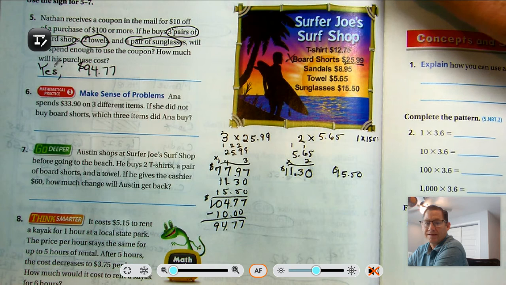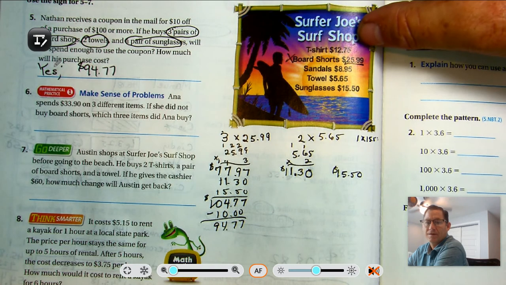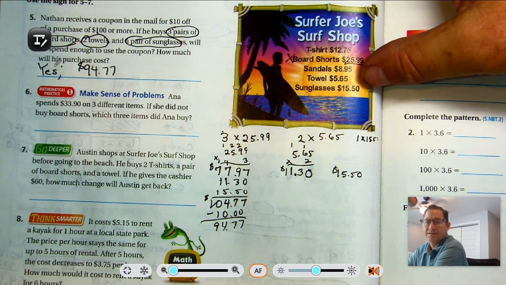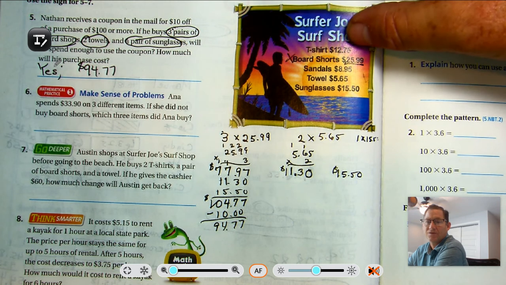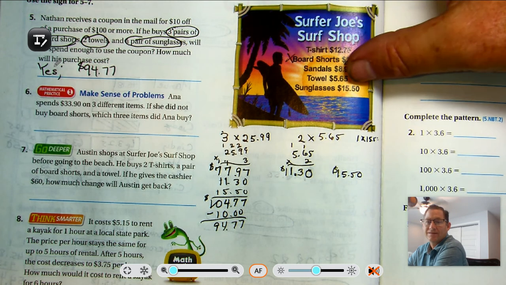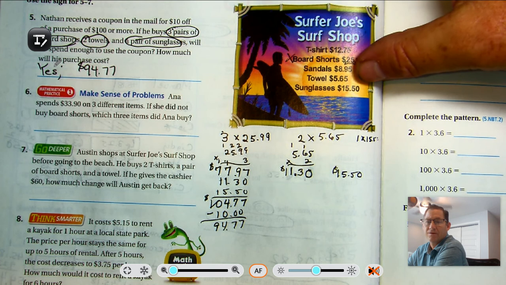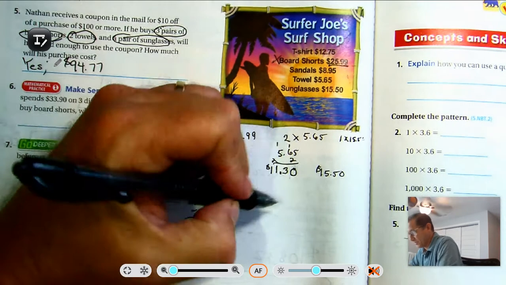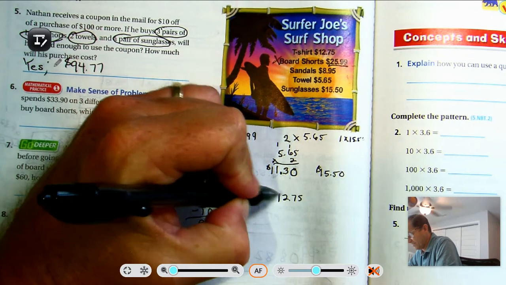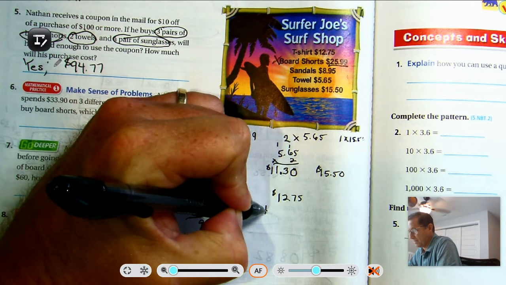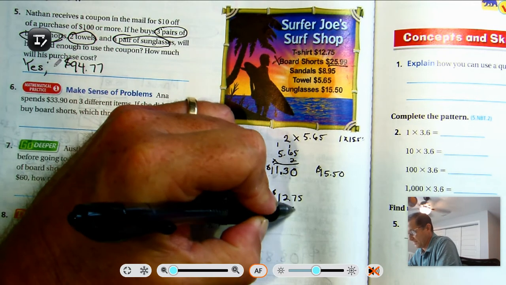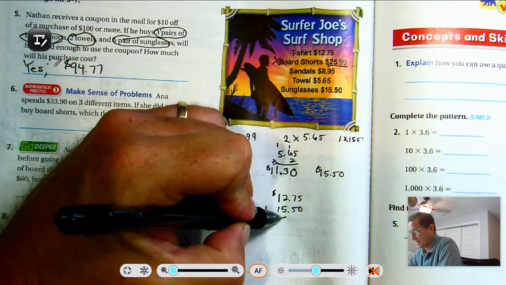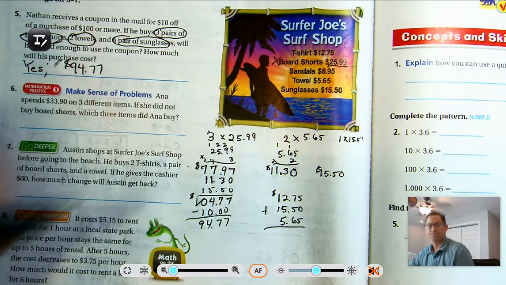So maybe she bought the 2 expensive items, the sunglasses and the t-shirt. That would be 27. And then if we bought a towel for $5, that would be 32. Let's try that. So the t-shirt for $12.75 plus the sunglasses for $15.50 and the towel for $5.65.